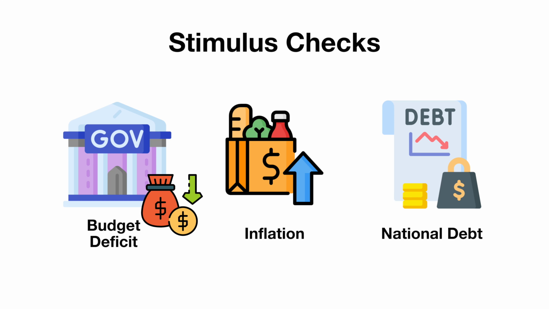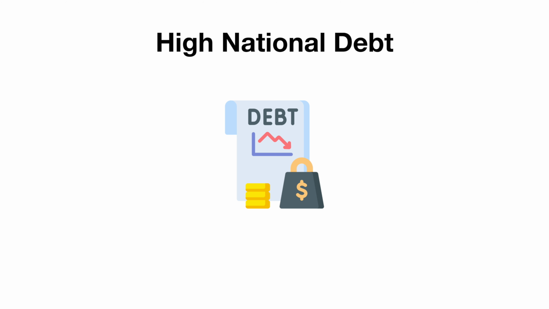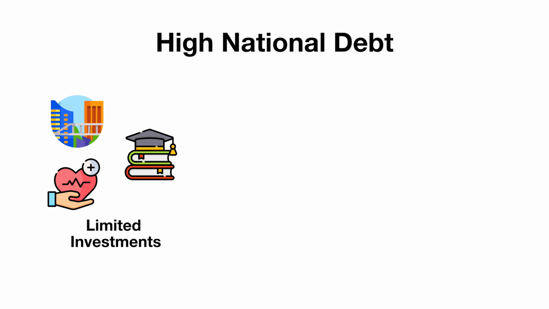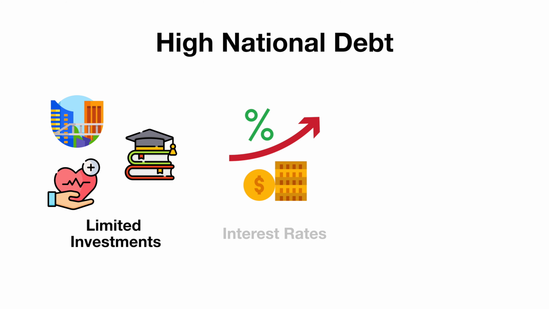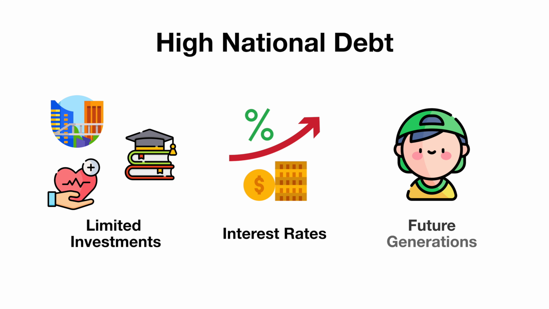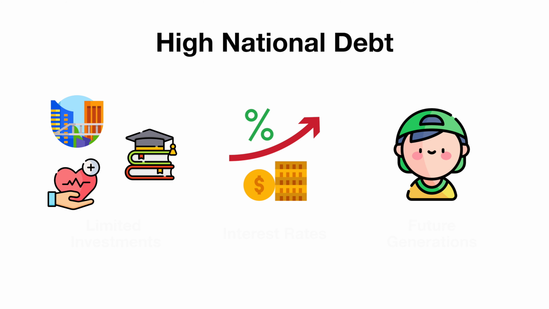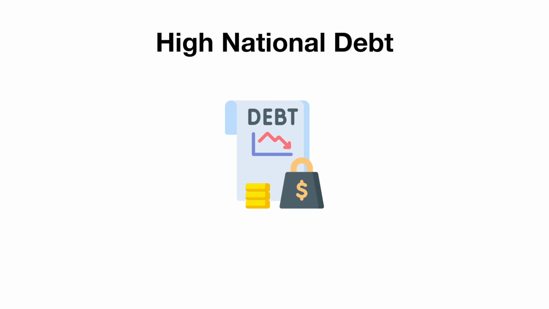Understanding these dynamics helps us see how monetary policies shape our economy and why finding the right balance is always a challenge. Let's take a moment to explore the implications of high national debt. When a country carries significant debt, it can have far-reaching consequences. High debt levels can restrict future government spending and limit investment in areas like infrastructure, education, or healthcare. Rising interest rates. Large debts often lead to higher interest rates, as investors seek greater returns to offset the increased risk. And finally, future generations may be left with the responsibility of repaying today's debt, raising questions about fairness and sustainability. High national debt is more than just numbers on a balance sheet. It's a challenge that shapes the economic landscape for years to come.